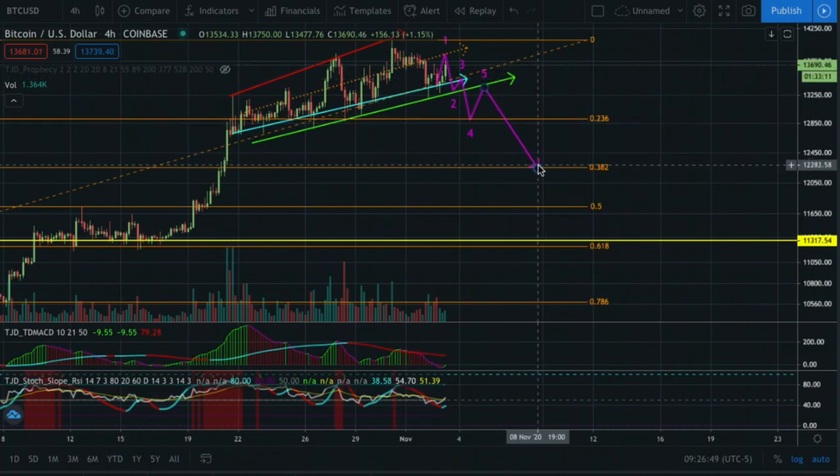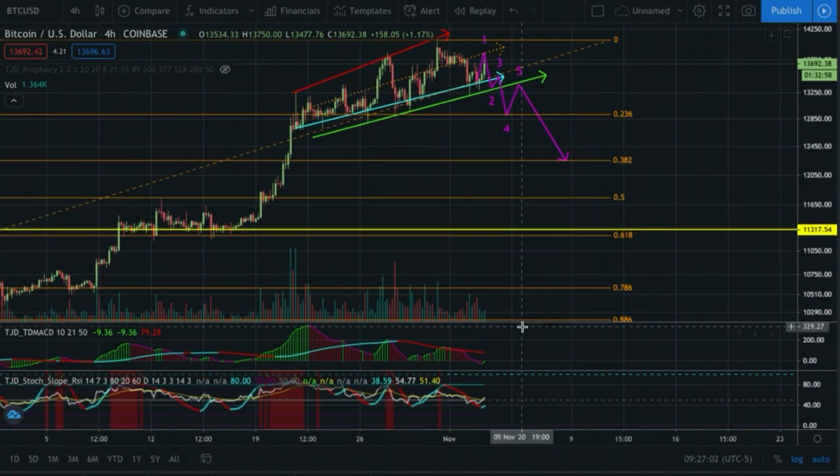Now at that point in time, we could see bullish accumulation take place and then move back to the upside and get continuation, or we could get a deeper retrace depending on what happens with the economy, world economy, etc. But that's what we're paying attention to right now.